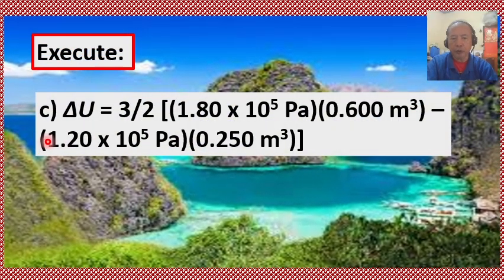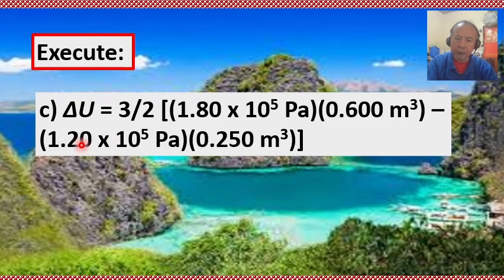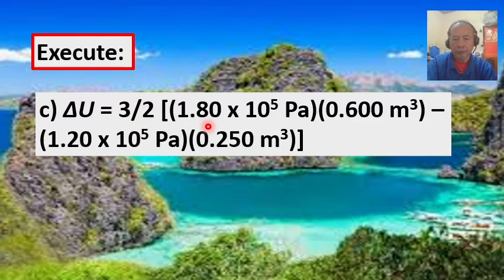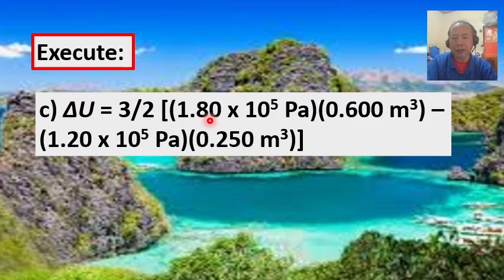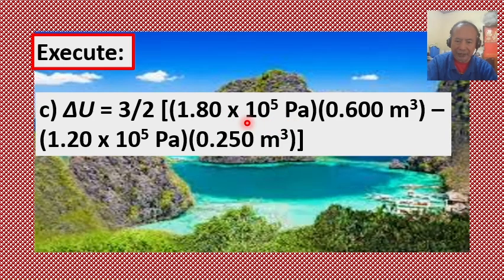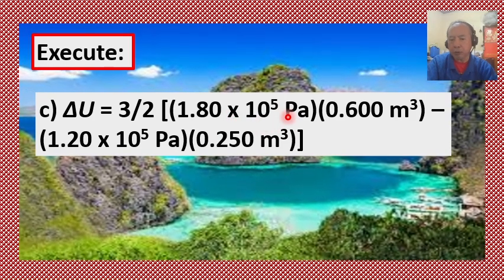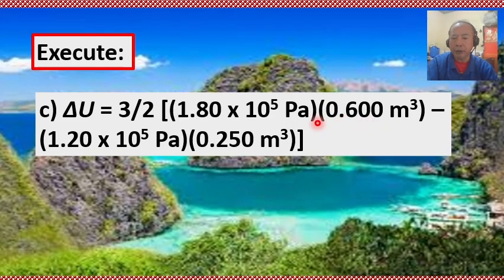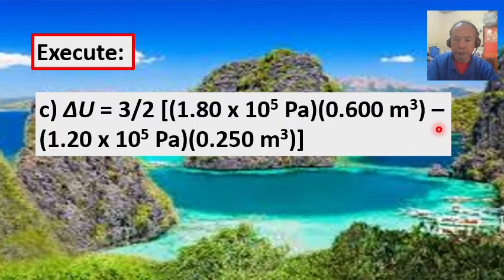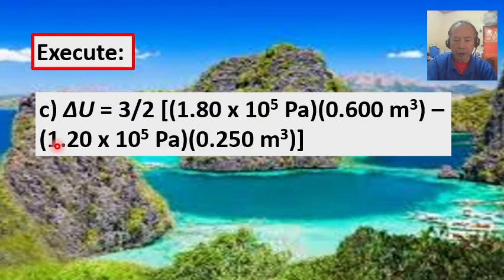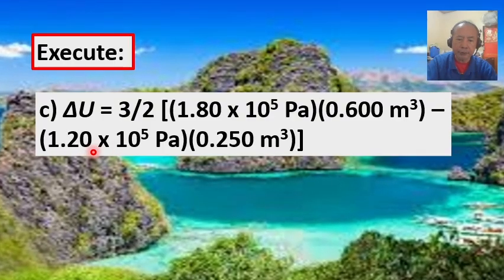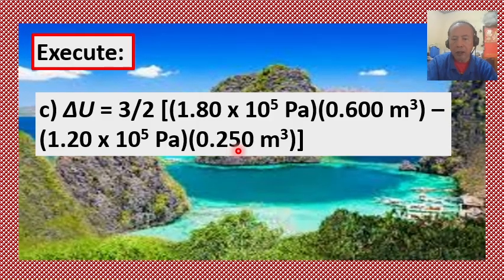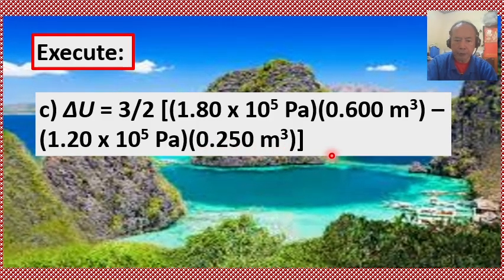And lastly, computing for delta U in part C, we have delta U equals 3 halves times 1.80 times 10 to the p power Pascal. That's the final pressure P2, and multiplied also by the final volume 0.600 meter cube, and then minus the product of P1, 1.20 times 10 to the fifth Pascal, and V1, 0.250 meter cube.